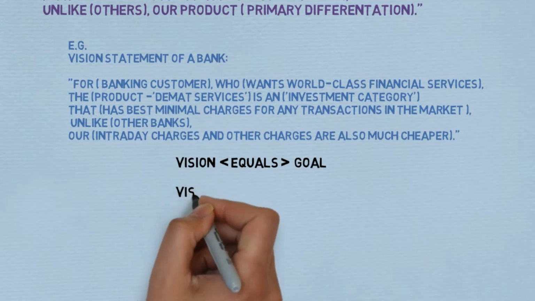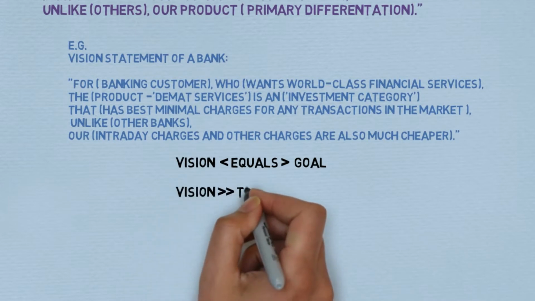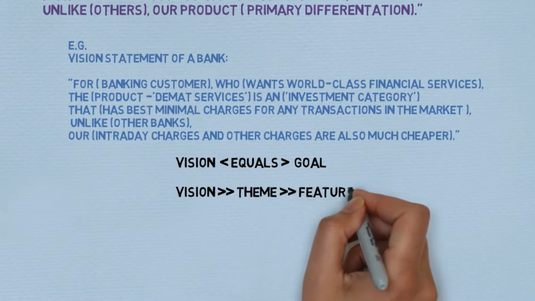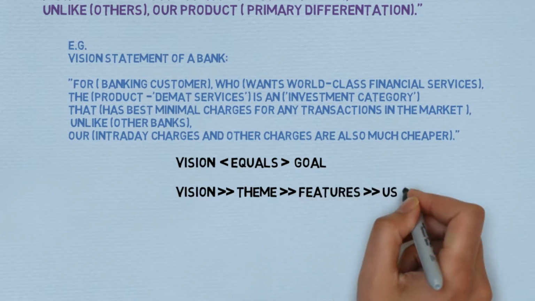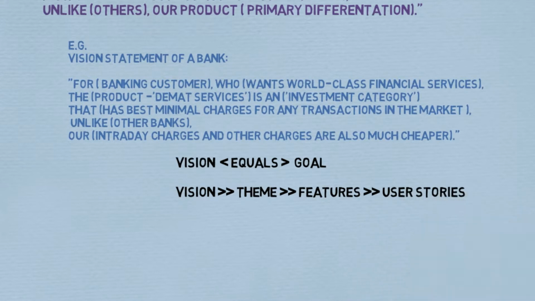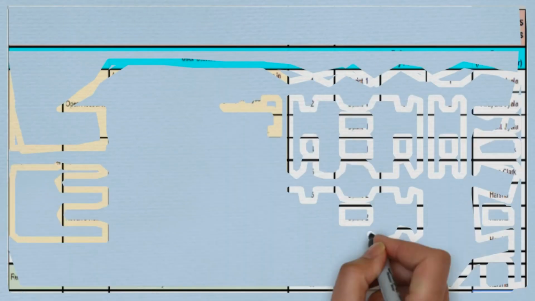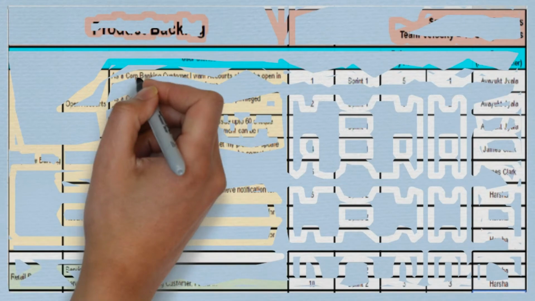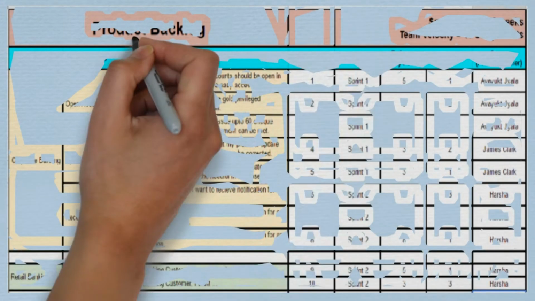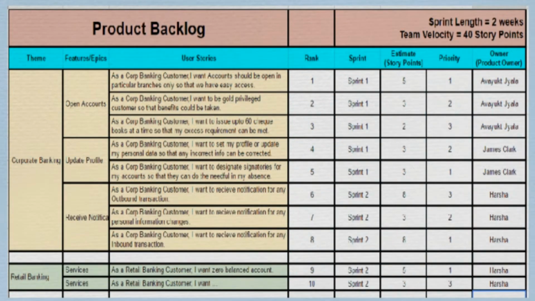Vision by itself does not give any valuable output. Therefore, for the development team, it is broken down into themes, which are further broken down into features, and further broken down to user stories. And all of this is put down into a backlog, which is called the product backlog, as product backlog items. Just have a look at how the product backlog looks.